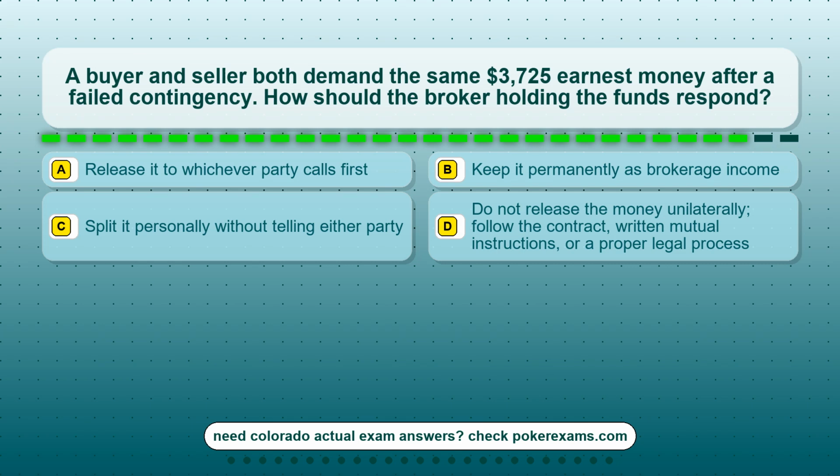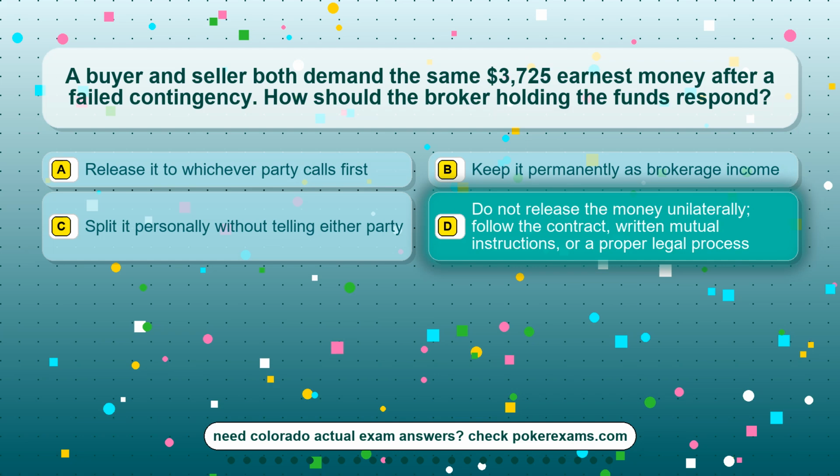Question 9. A buyer and seller both demand the same $3,725 earnest money after a failed contingency. How should the broker holding the funds respond? Option A. Release it to whichever party calls first. Option B. Keep it permanently as brokerage income. Option C. Split it personally without telling either party. Option D. Do not release the money unilaterally, follow the contract, written mutual instructions, or a proper legal process.